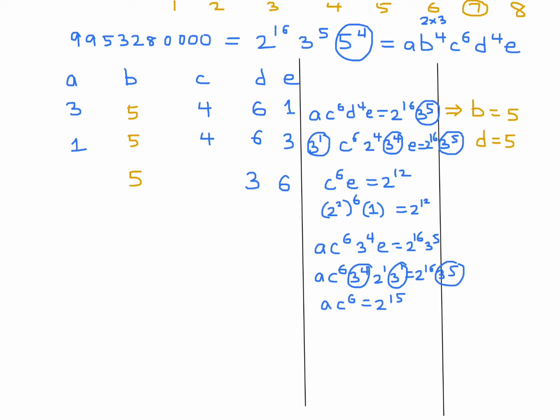Okay, now we've got to figure out what to put for a, what to put for c. If I put for c 2 to the power of 2, then that would be a times 2 to the power of 2 times 6, which is 2 to the power of 12. So that means a would be 2 to the power of 3, which is 8. So there you go.